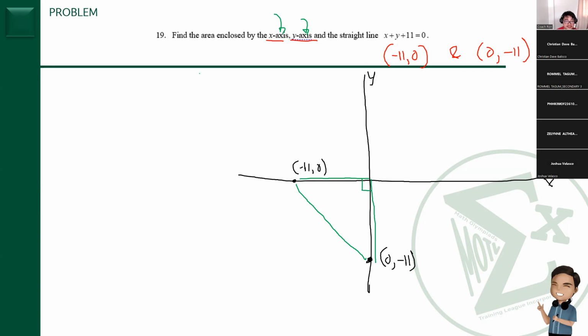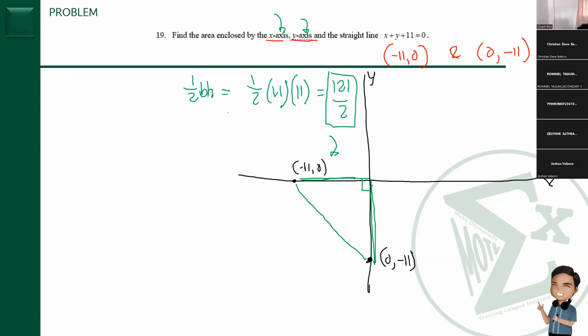So we can just use 1/2 base times height. What's the base? 11, because it has a length of 11, right? The height, 11 still. So 1/2 times 11 times 11. I'm not going to use negative because you don't have a side that's negative. That's going to be 121 over 2. Final answer.